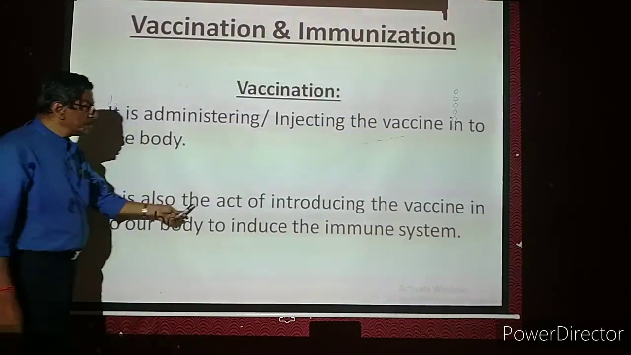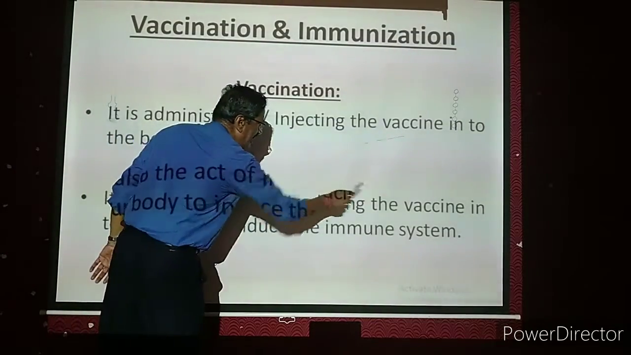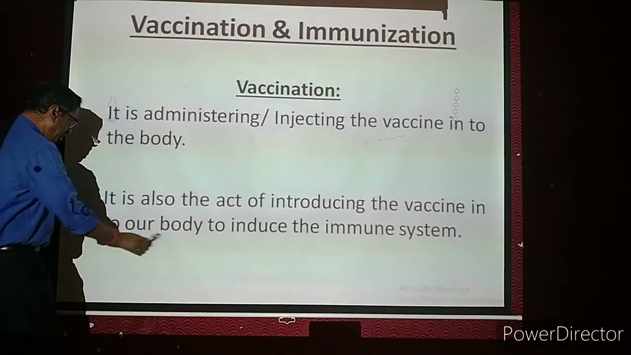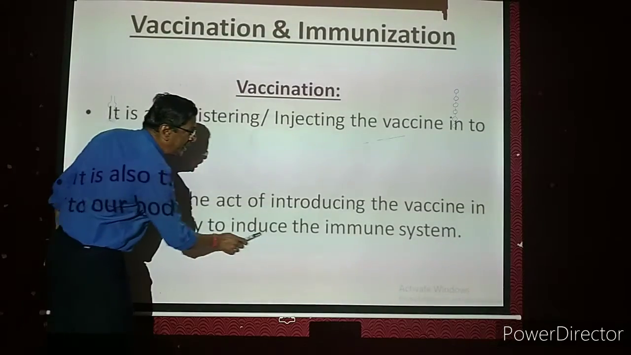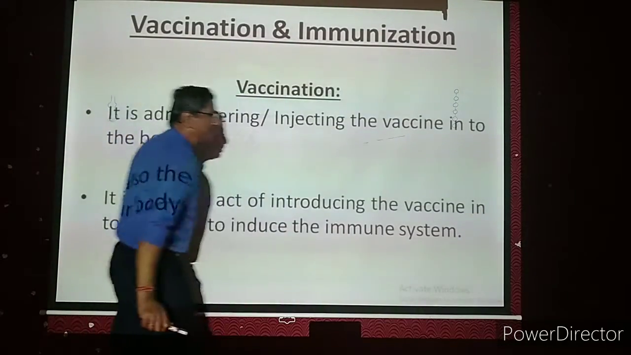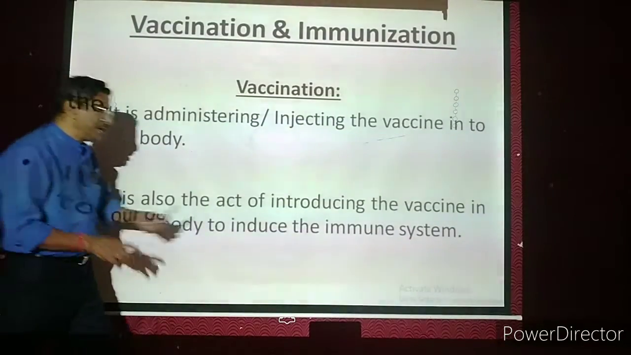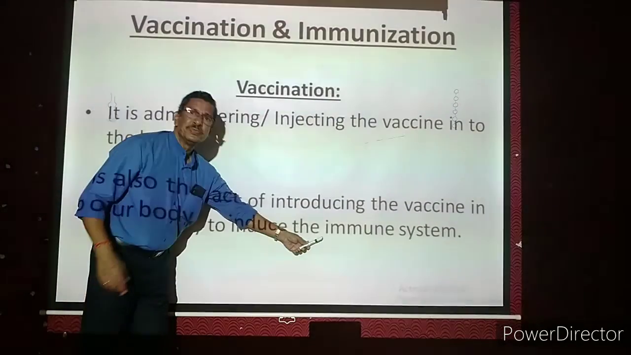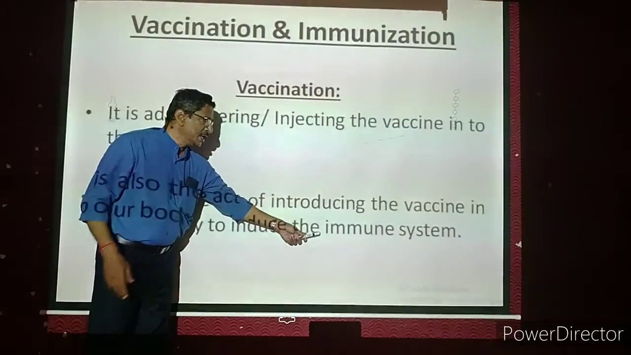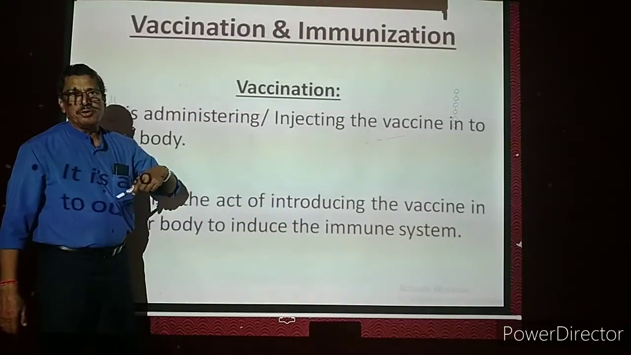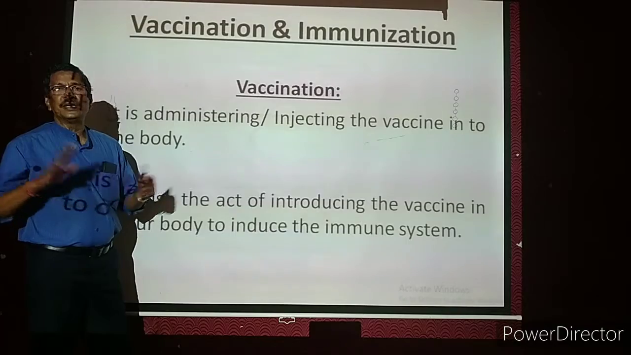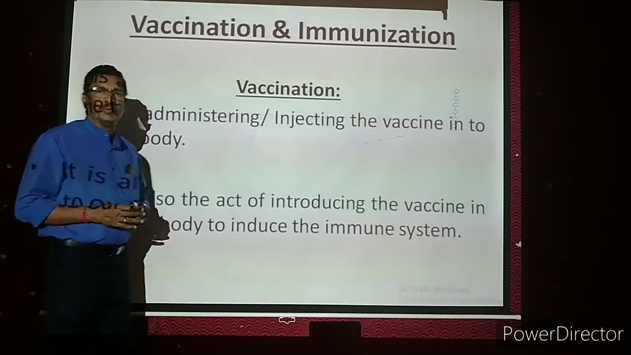It is also the act of introducing the vaccine into our body, to induce the immune system. Why are we injecting? To induce our immune system. Our immune system should be stimulated. That is called induced. Then only we can produce antibody. Once antibodies are produced, we are safe. The disease will not come to us.